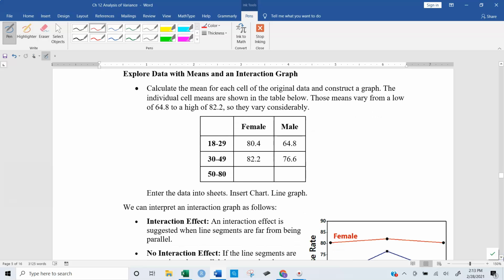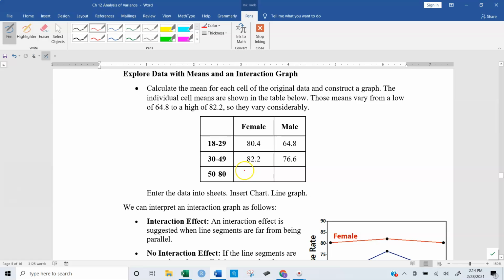Some of the things I want you to look at that we have to construct and make sure that they work before we can go: the data with means, and an interaction graph. You have to calculate the mean for each cell. I've done the first 4 cells for you. Now I want you to calculate the mean for the females between 50 and 80 and the mean for the males between 50 and 80. Type those 10 in and divide by 10, and what do you get? Pause and get that done.